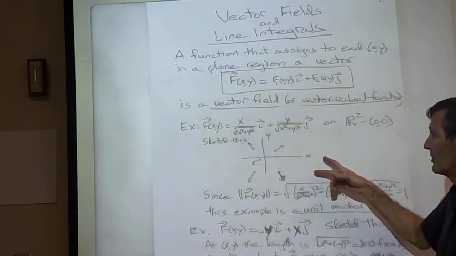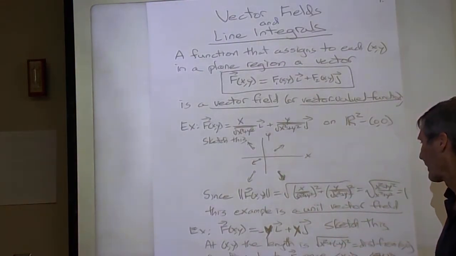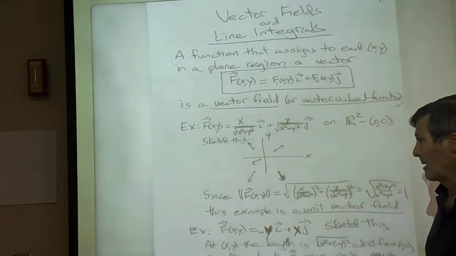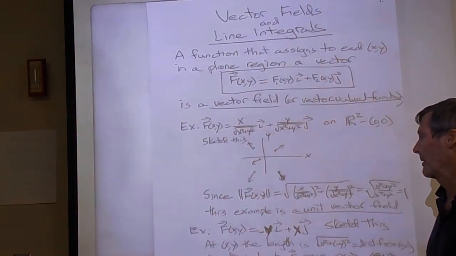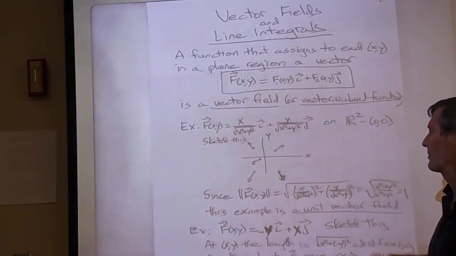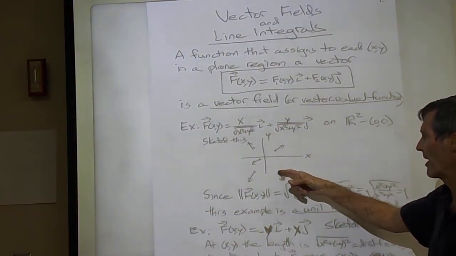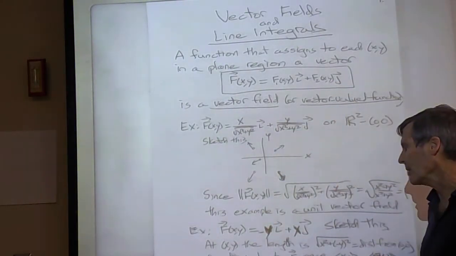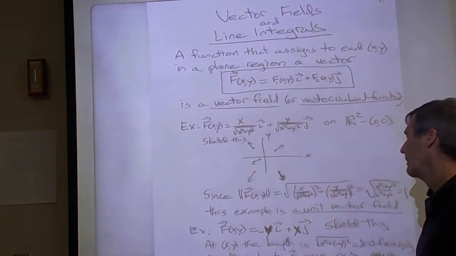This is an example of what they call a unit vector field. It's also an example of a radial vector field, where the vector valued function depends only on r, not on theta. So it'll have a radial symmetry.